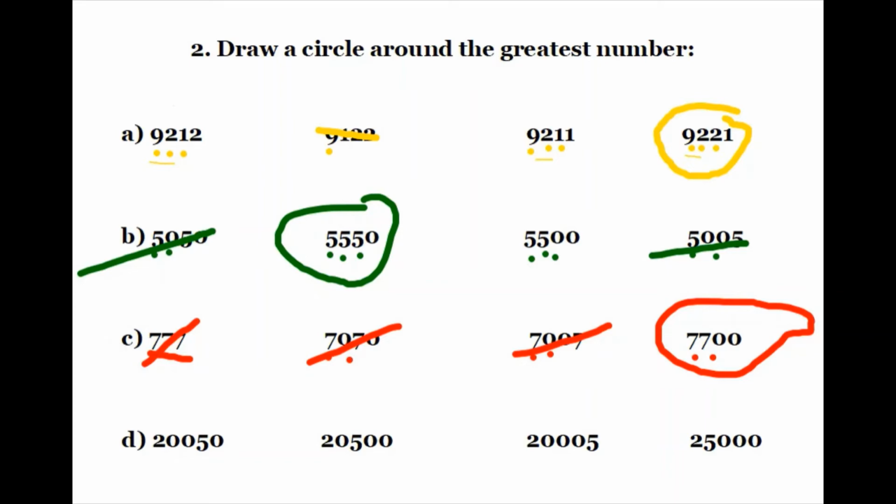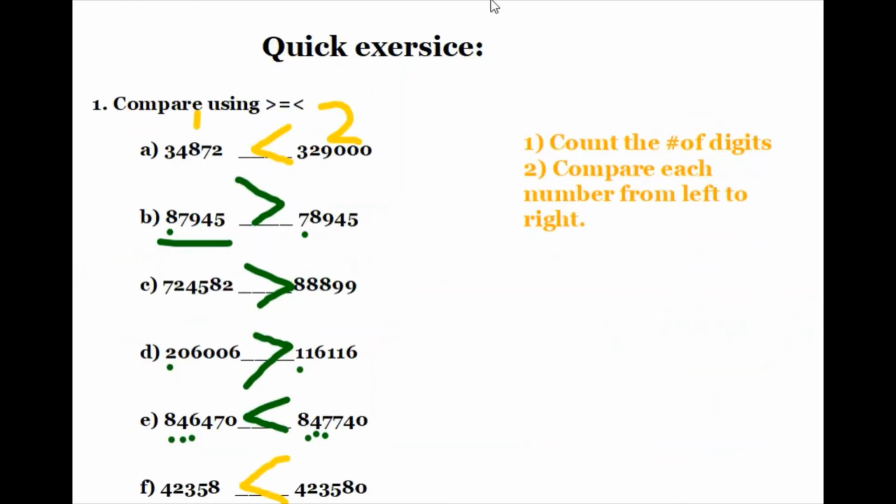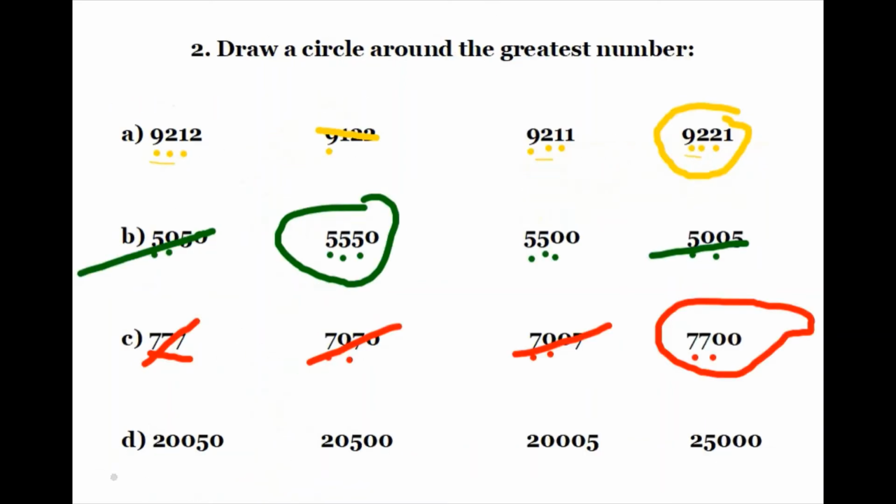Then we move on to D. D, we follow our steps again, our 2 steps. So the first one is count the number of digits. So the number of digits in D for the first one is 2, 4, 5. The second one, 2, 4, 5, and the others too. So all of them are 5 digits long. So we move to number 2. Number 2 is compare each number from left to right. So 2, 2, 2, 2. Okay, no difference. Great. We move to the next digit.